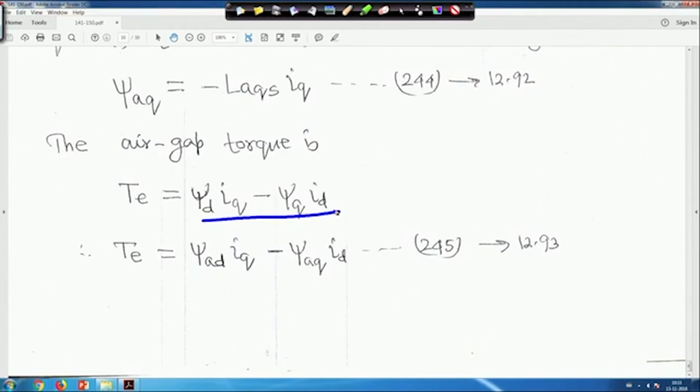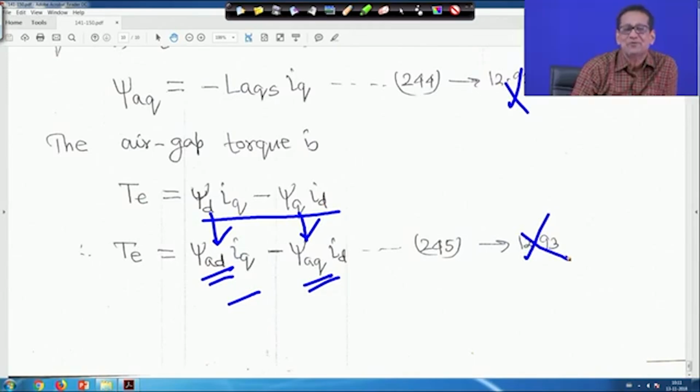This we have seen before; we are writing psi AD IQ and psi AQ ID. This is a small exercise for you: why are we writing it like this? Put the answer in the forum. If you can't do it, we'll explain there. So, one or two I am leaving up to you. All these derivations have been made before, so from that we are writing like this.